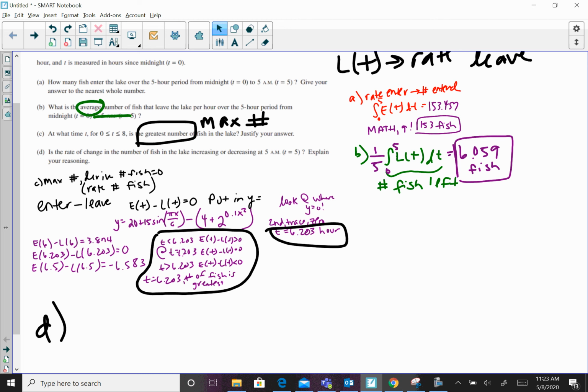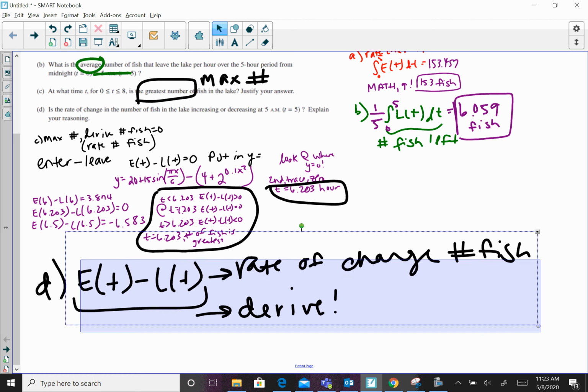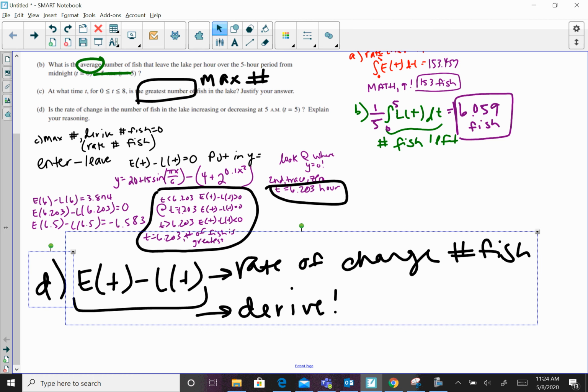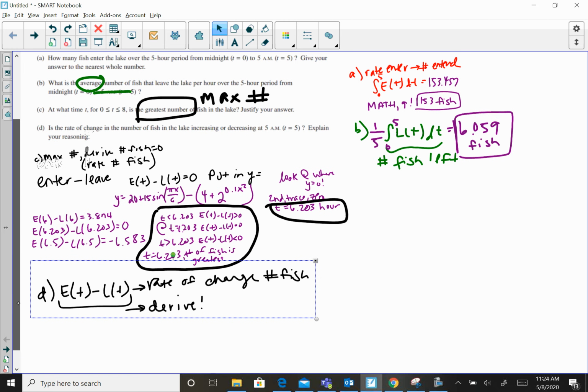Do you want to know, is this increasing or decreasing? Which means I need to take the derivative of this to know how it's changing. Is it going to be positive or negative? If it's positive, the rate of change is increasing. If it's negative, the rate of change is decreasing. So you're looking for a change in the rate of change, which is how you should know to take the derivative.